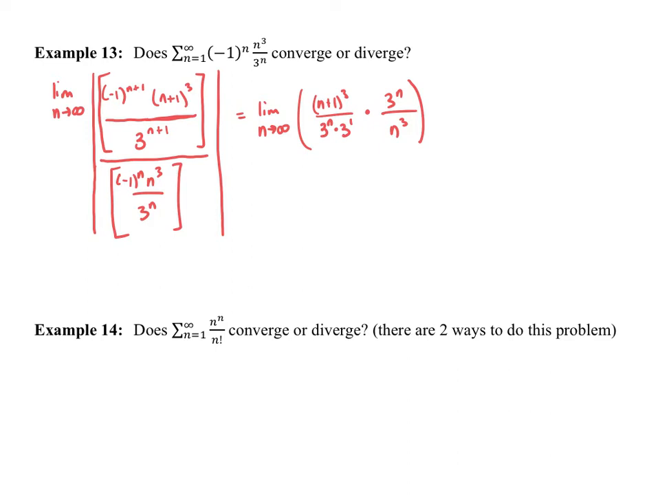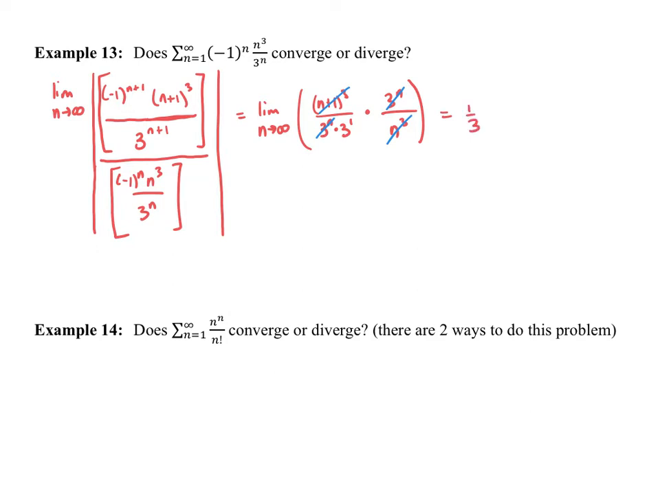Okay, we're able to cancel some stuff, which is why I did 3 to the n times 3 to the first. We're canceling those. As we take the limit as n goes to infinity, n plus 1 cubed divided by n cubed will cancel to 1. Remember, because we're taking the limit as n goes to infinity, we're able to simplify that to a limiting value of 1. What this means is that we have a limit of 1/3.